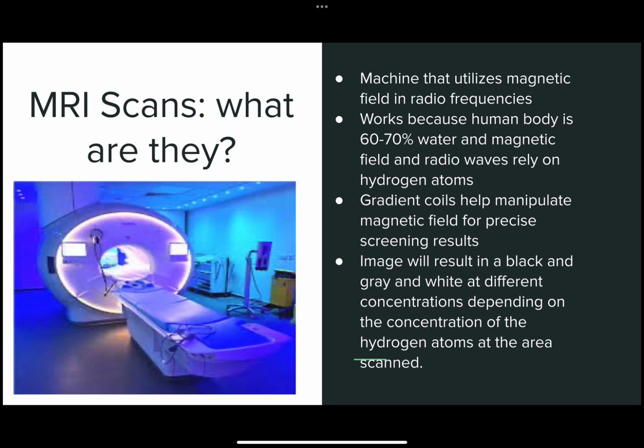So you see, these MRI scans actually have radiant coils that help manipulate the magnetic field for precise screening results. The image will result in black, gray, and white at different concentrations, depending on the concentration of hydrogen atoms at the area scanned. Now, you may be asking why I think that MRI scans are safer when compared to CT scans. Well, the reason is that MRI scans use magnets and not radiation. So the threat that CT scans pose on younger patients through altering their DNA and possibly causing cancer is not possible with the MRI.